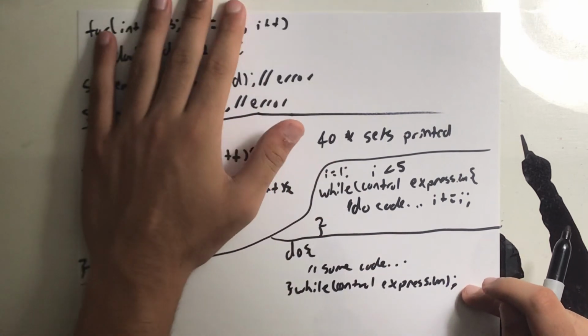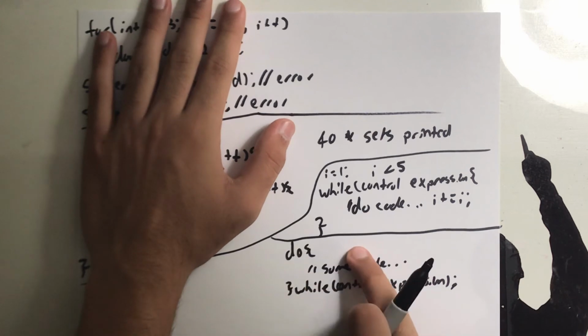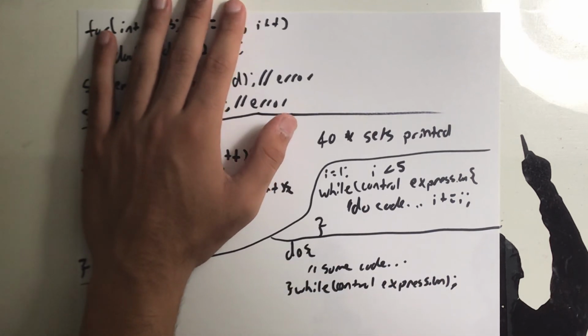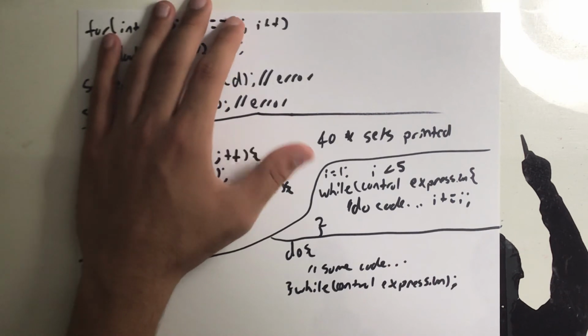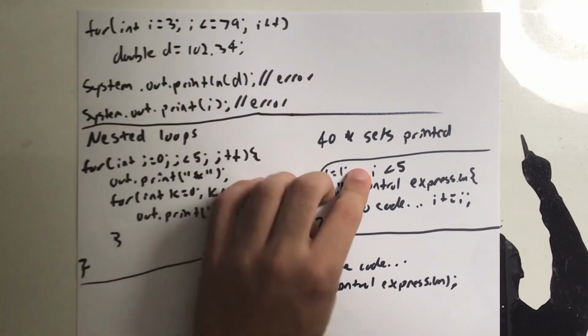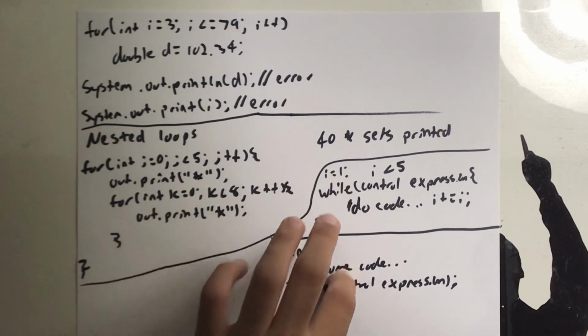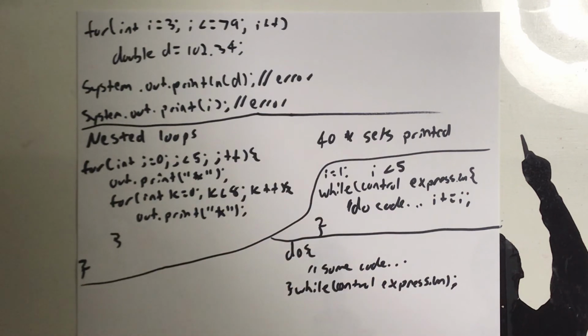Okay, so you do the do while loop once, even if the condition is false, right? You still do the code in it one time, and that's pretty much it. While loops: while this is true, do this, and you keep on doing it. It's basically a for loop. And a do while loop is do this while this is true. Okay, yeah, they're pretty simple.